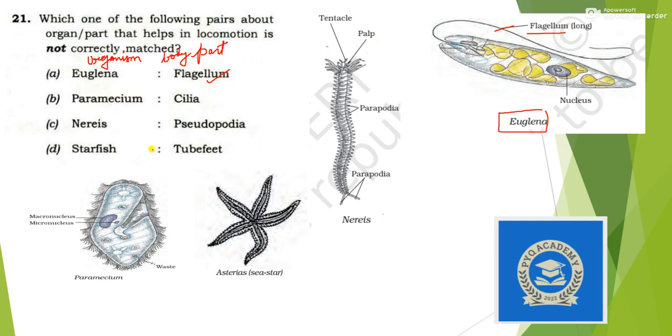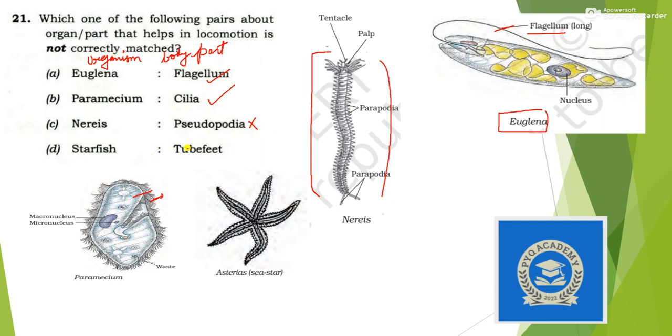Then Paramecium, cilia. Although it is not written cilia here, this hair-like structure you can see is known as cilia, so it is also correct. Then Nereis, given as pseudopodium. This is an example of Nereis. You know pseudopodia means finger-like projections, and pseudopodia are found in the case of amoeba. In Nereis there are no pseudopodia, but they have tentacles and parapodia. So this is wrong.